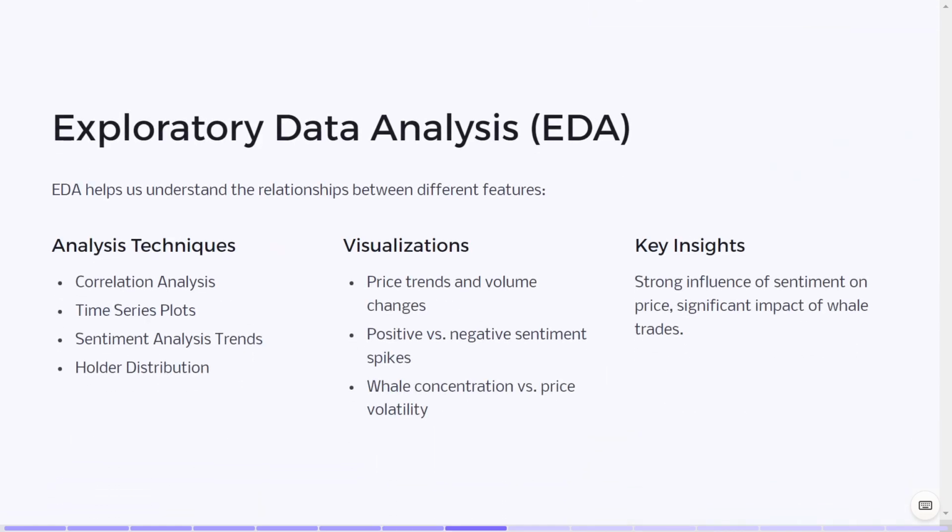Exploratory data analysis, or EDA, was essential to understand the relationships between our features and the target variable, meme coin price changes. We conducted a correlation analysis to identify the most impactful features such as sentiment scores, trading volume, and whale transactions. We visualized time series data to observe price trends and detect patterns. We also plotted sentiment analysis trends to identify spikes in positive or negative sentiment that could precede price movements. Finally, we analyzed holder distribution, showing the concentration of large wallet holders, or whales, and its impact on market volatility. This analysis confirmed that sentiment and whale trades were strong predictors of price changes.